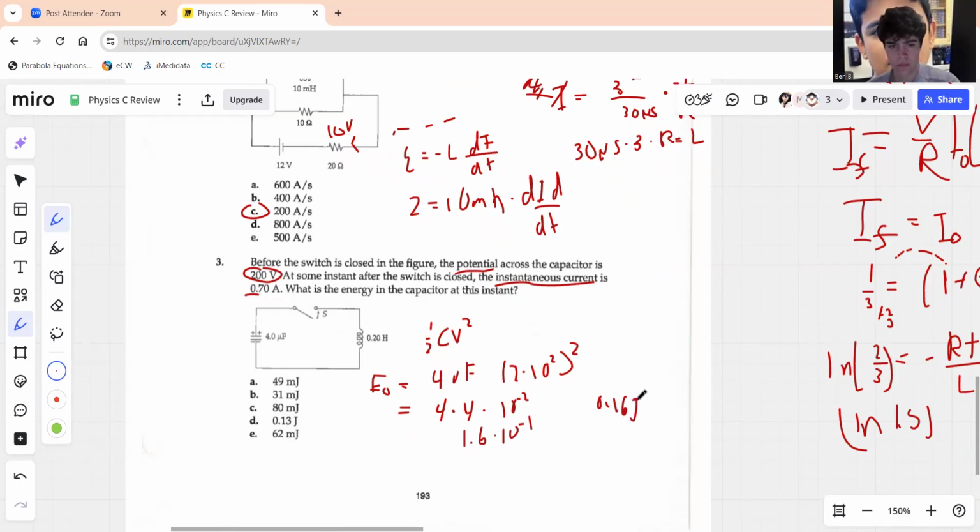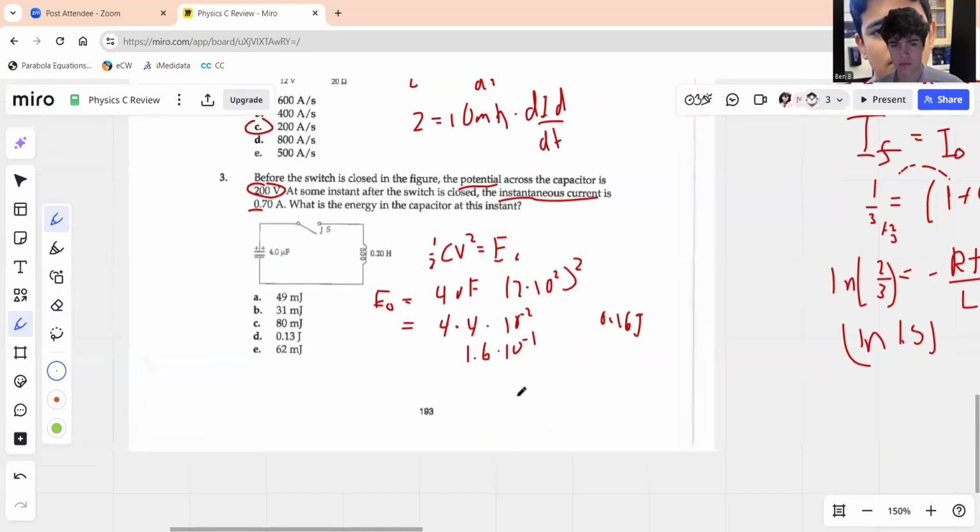Wait, what's that equation from? This is equal to the energy of the capacitor, 1/2 CV squared. Never mind. Okay. We all make mistakes. I thought you wrote F as a number. My bad.